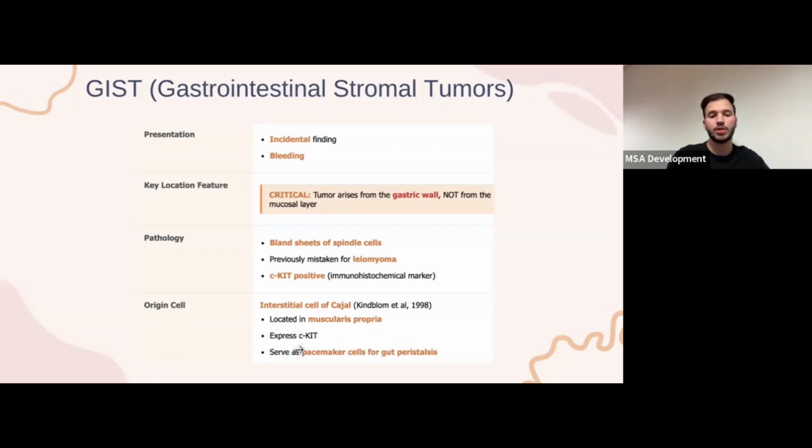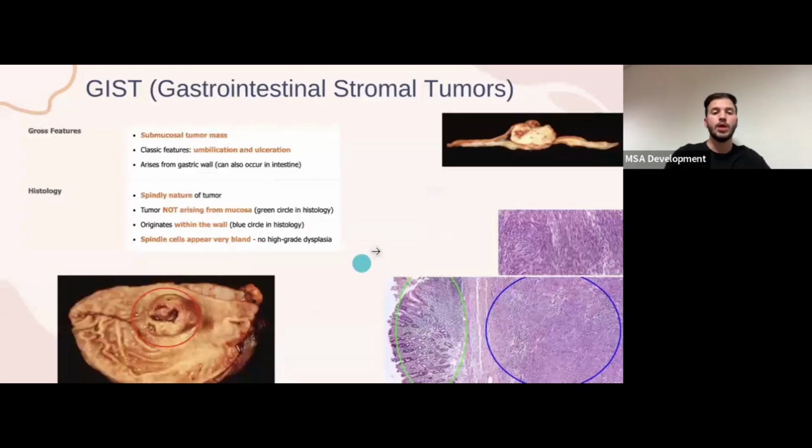What's the origin of the cell? Interstitial cell of Cajal, which is located in the muscularis propria. And this cell serves as a pacemaker cell for gut peristalsis. Okay? As you can see here, grossly, in these two pictures, the classical features for gastrointestinal stromal tumor are umbilication and ulceration, here and here.